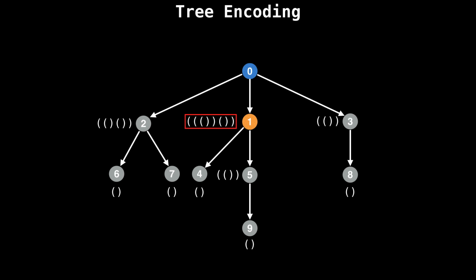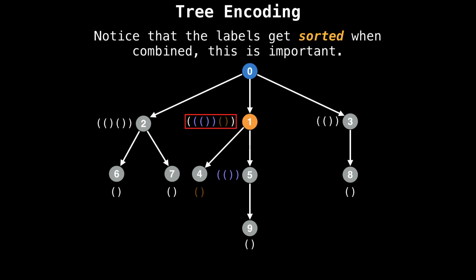If we continue and process all nodes which have grayed out children, which is currently only node 1, then you see that we've combined the labels from node 4 and node 5 to create node 1's new label. One thing you'll notice is that in the combining phase, the child labels need to get sorted. This is very important because it is what ensures uniqueness.